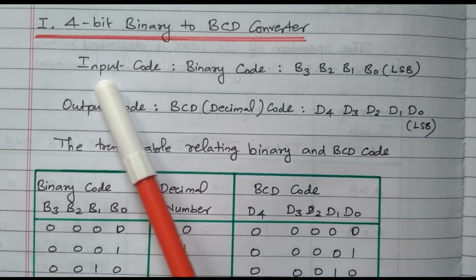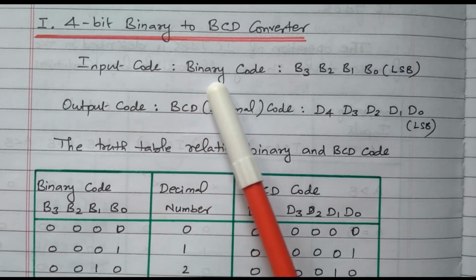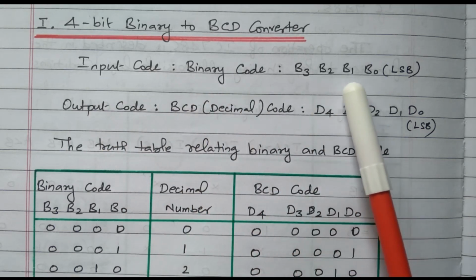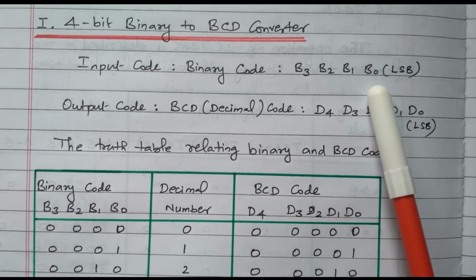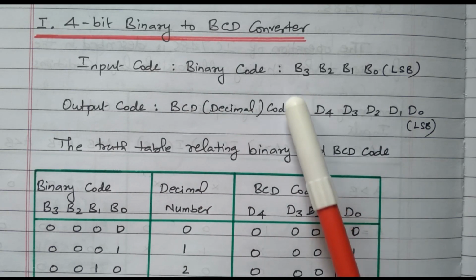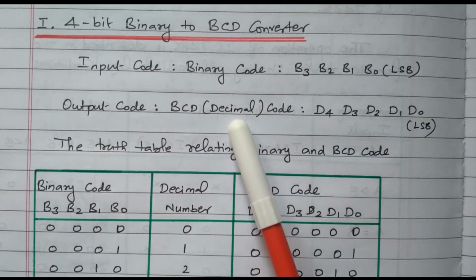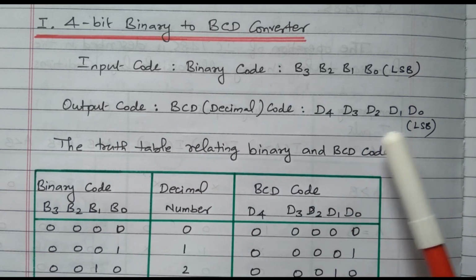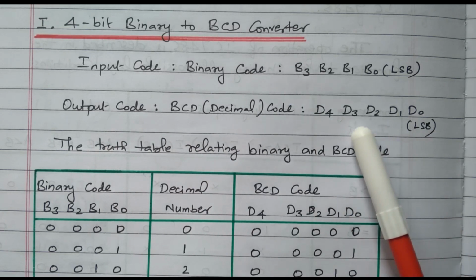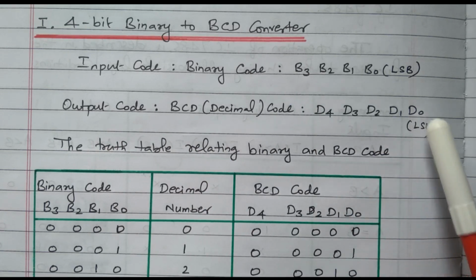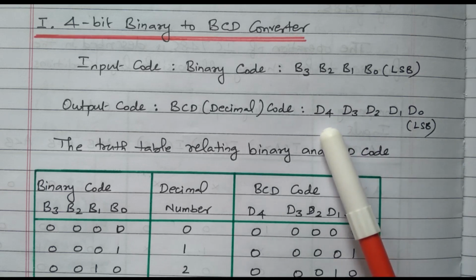So first we will see the input. Input code is nothing but binary code: B0, B1, B2, B3. B0 is the LSB, B3 is the MSB. Now the output code is nothing but BCD code, binary coded decimal: D0, D1, D2, D3, the 4 digits. D0 is the LSB. We have one more digit, D4.